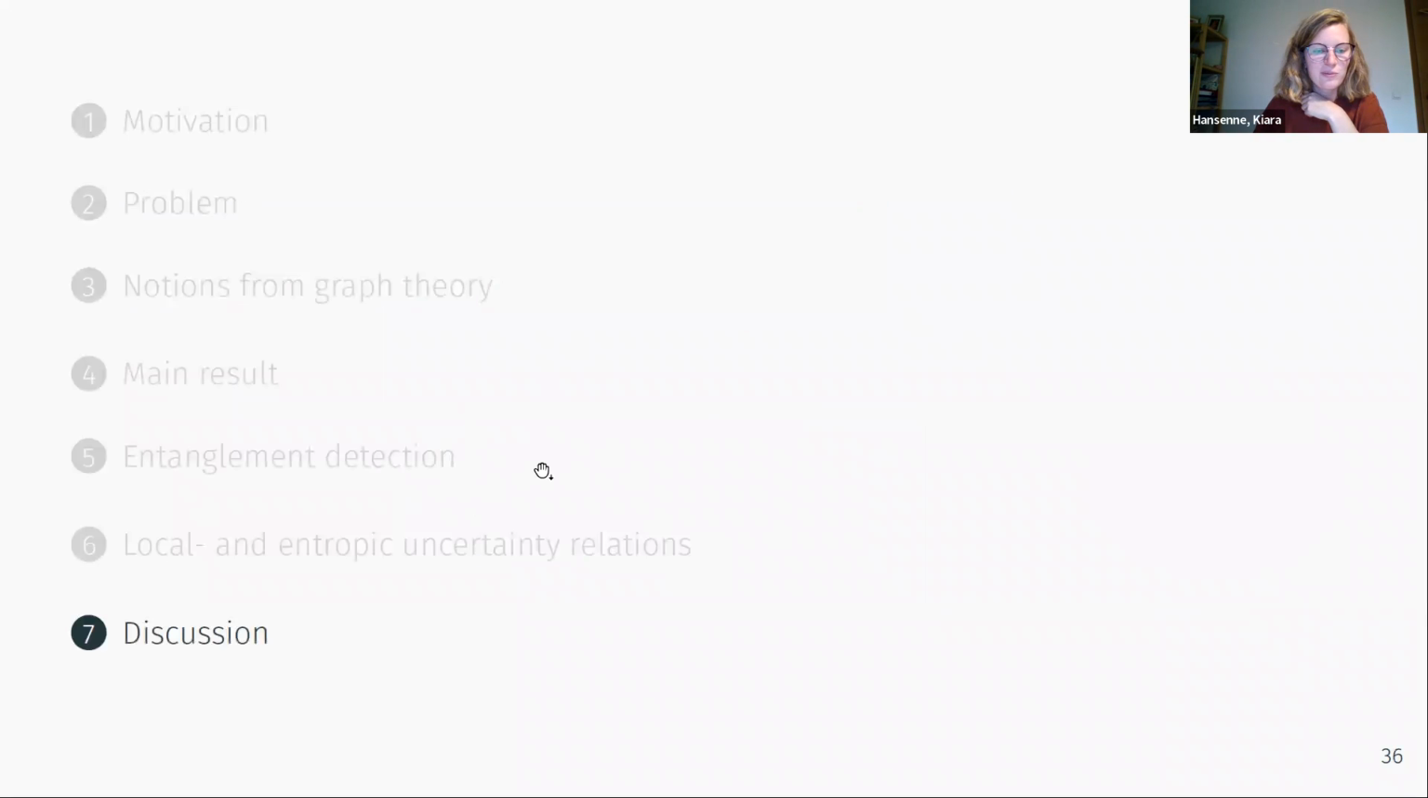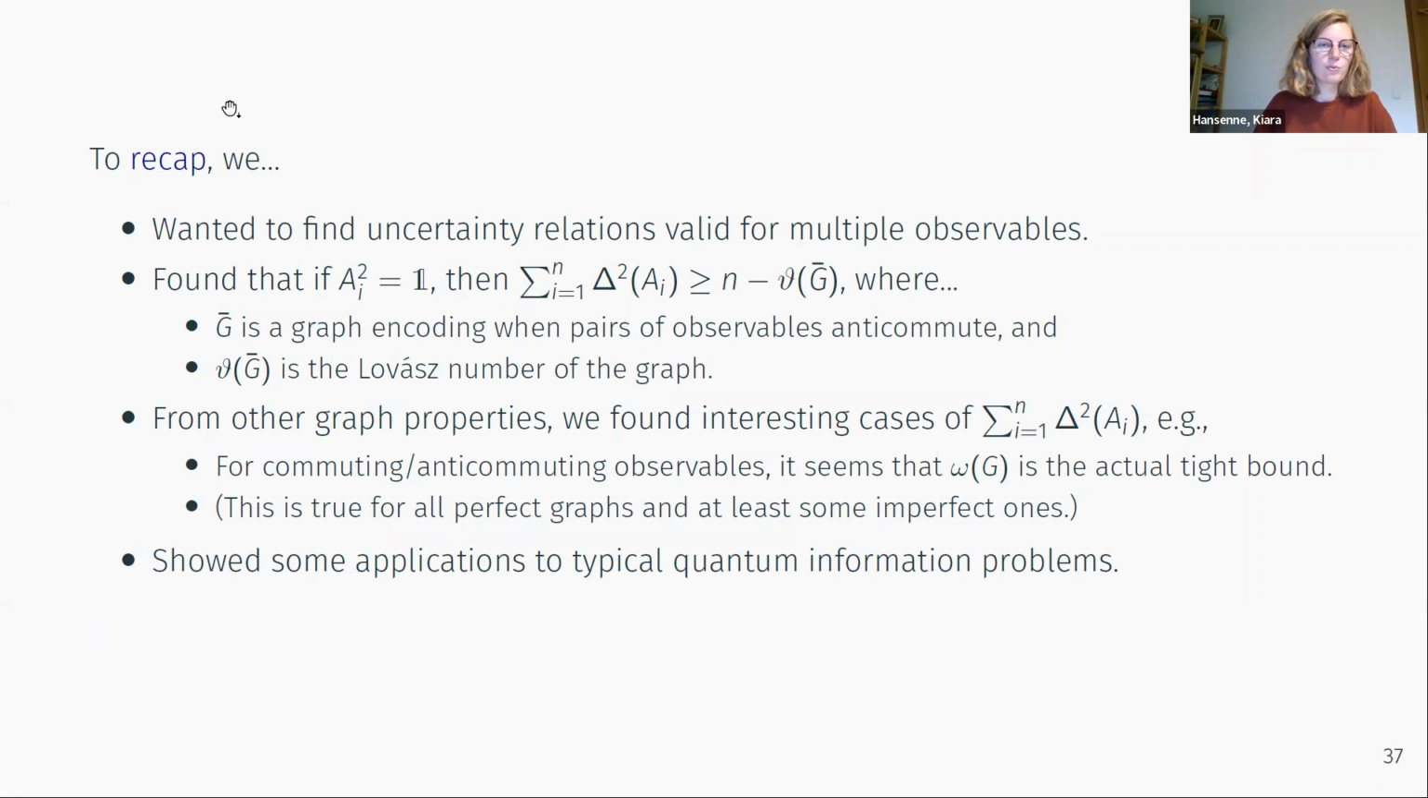Okay, now that we've seen a few applications of the result we have with our uncertainty relation, I think it's time to finally wrap up a bit and then discuss. So to recap the presentation, what we actually wanted is to find uncertainty relations valid for multiple observables, which we did. So we found that in the case where observables square to identity, then the sum of the variances is lower bounded by n minus theta of the anti-commutativity graph. So this is the main result that we get.